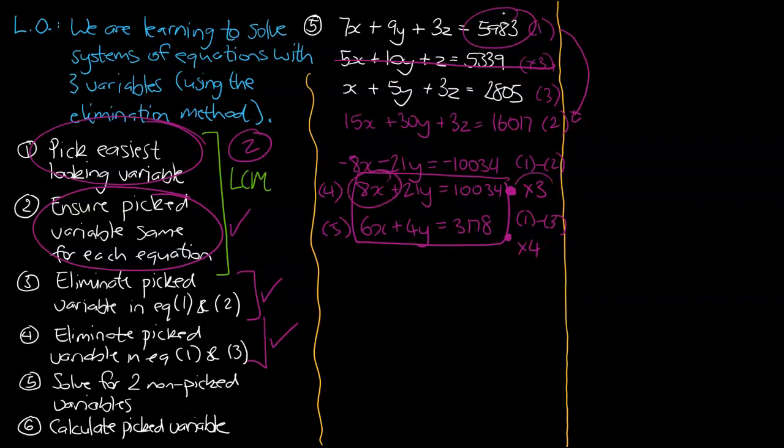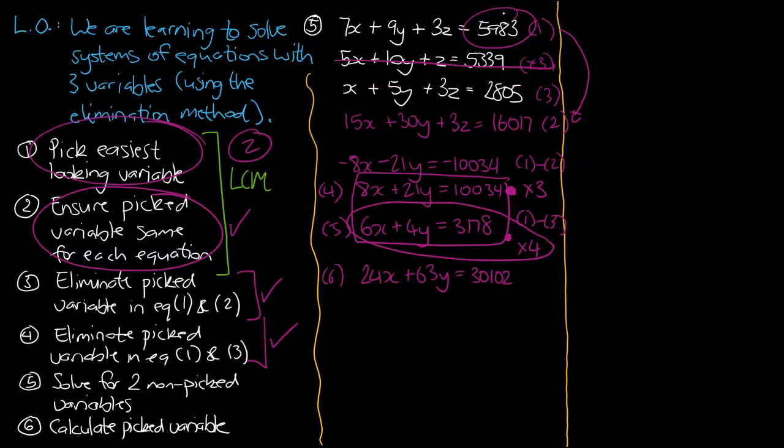So we've got 8x times 3, which is going to be 24x. We've got 21y times 3, that's 63y. And then we've got a big messy number. We've got 10,034 times 3, and that's going to be 30,102. So that there is now equation number 6 because I formed a new one.